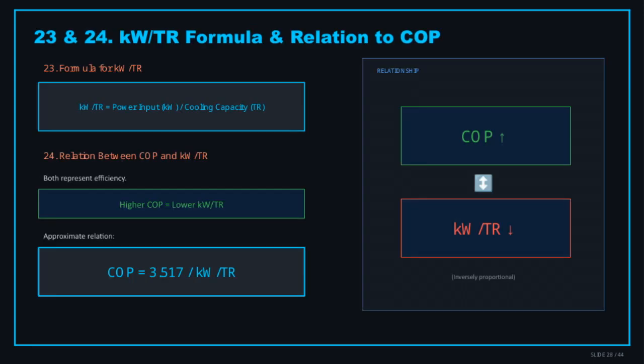Let's talk about the relationship between two key measures of cooling efficiency, kW per ton of refrigeration and the coefficient of performance, or COP. They're inversely proportional. As one goes down, the other goes up. In simple terms, a higher COP means the system uses less power per unit of cooling, so the kW per ton drops. Both metrics tell us how efficiently a system runs, just from different angles. Understanding this helps us optimize energy use in cooling systems.